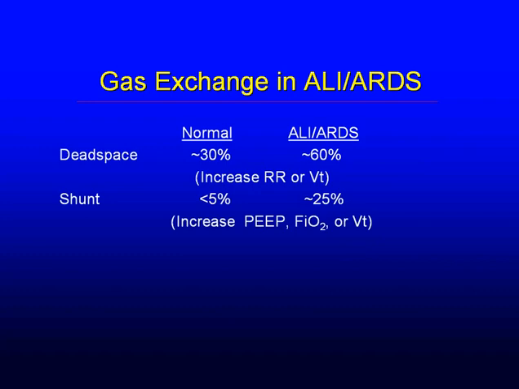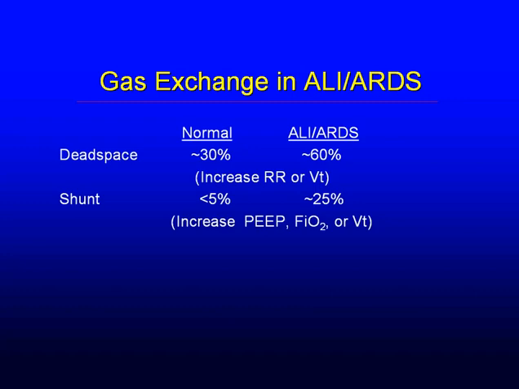As you know, patients with ARDS have severe abnormalities in gas exchange, such as elevated dead space. A normal patient with a normal tidal volume has approximately 30% of that tidal volume as dead space. In ALI and ARDS, not uncommonly as high as 60%. The way we traditionally have dealt with that problem is to increase the respiratory rate or the tidal volume. By so doing, we could maintain normal CO2 and pH in many cases.